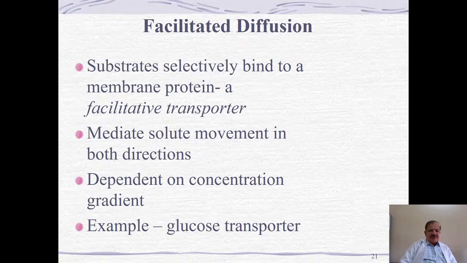Facilitated diffusion. How is it facilitated? It needs some facility or some help so that the diffusion can take place. Substrates selectively bind to a membrane protein. As I have told you, there are membrane proteins for gated channels for sodium, potassium, calcium, and other things.